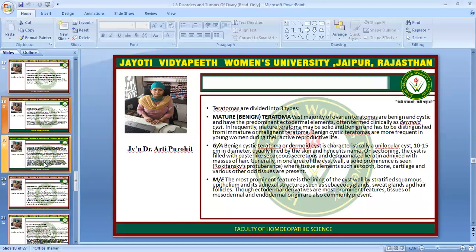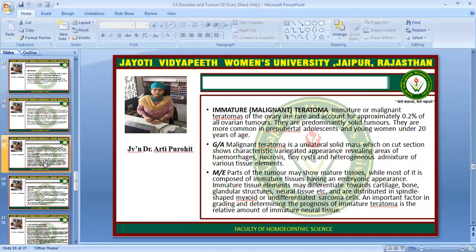Generally, in one area of the cyst wall, a solid prominence is seen where tissue elements such as tooth, bone, cartilage, and various other odd tissues are present. In microscopic examination, the most prominent feature is the lining of the cyst wall by stratified squamous epithelium and its adnexal structures such as sebaceous gland, sweat gland, hair follicle. Though ectodermal derivatives are the most prominent features, tissues of mesodermal and endodermal origin are also commonly present.